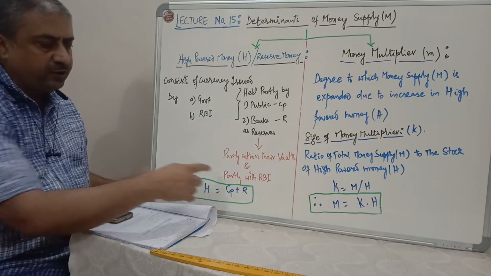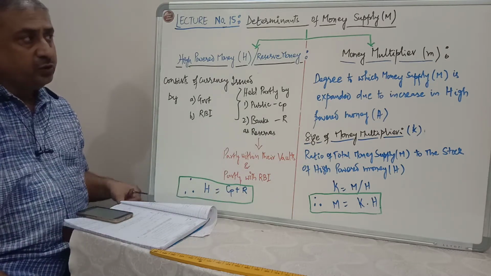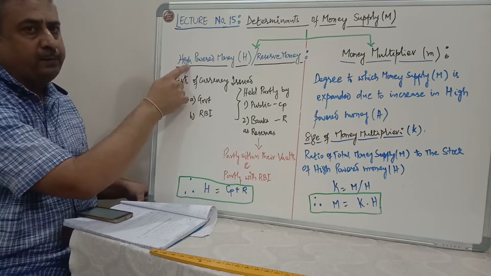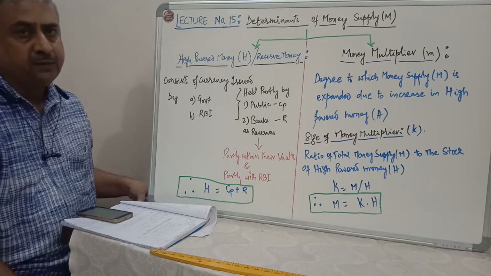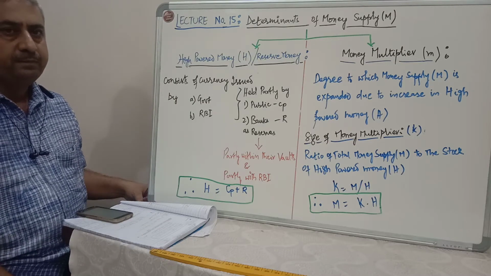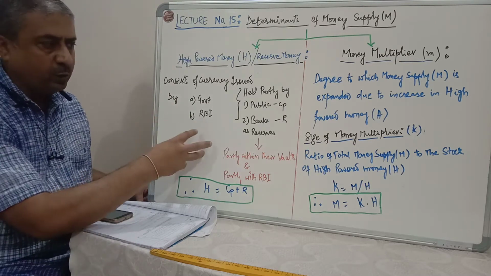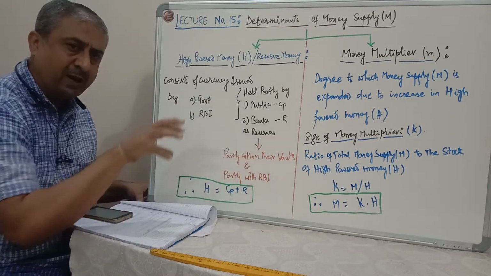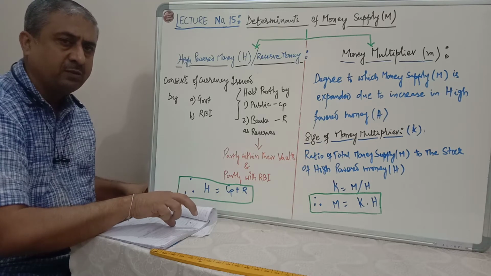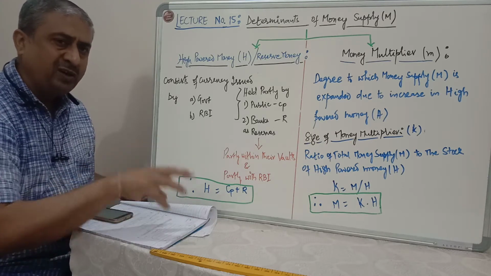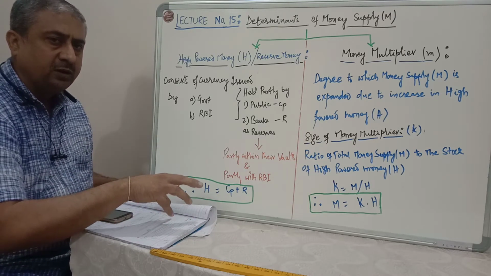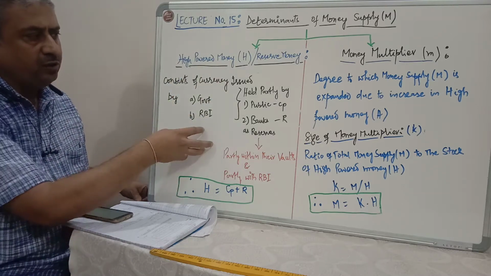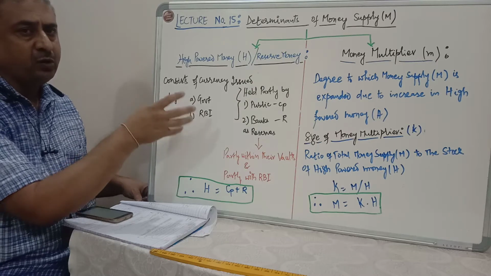right? H equals CP plus R. So, money supply is determined by quantum of high powered money or reserve money. For example, how much money does the public want to hold? How much money do the banks want to keep themselves as reserves? According to that, the money is supplied. And this is what we call high powered money or reserve money.